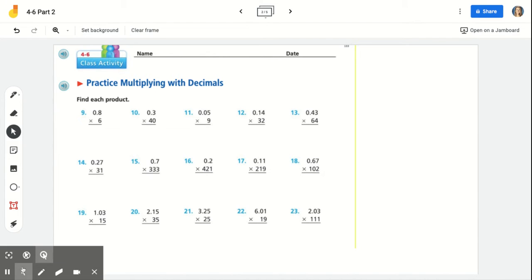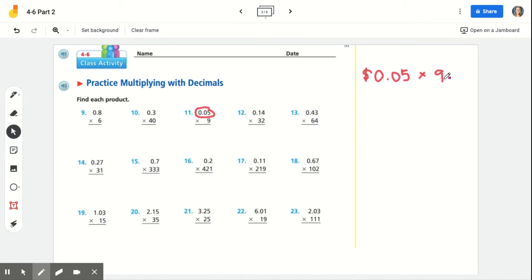So let's do number 11 together. What I'd like you to do is follow along with me on your whiteboard. I'm going to be doing it over here. Whatever I'm doing, you're doing on your whiteboard. For number 11, we have 5 hundredths times 9. I'm going to relate this 5 hundredths to money and say, let's pretend we're multiplying 5 hundredths of a dollar, or 5 cents, times 9.